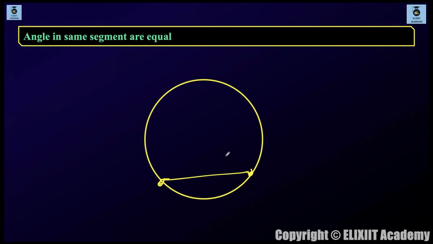There are two types of segment. This part is known as the major segment, and this part is known as the minor segment. Major means the bigger one, minor means the smaller one. Segment means the area enclosed by an arc of a circle and a chord. This is called a segment.